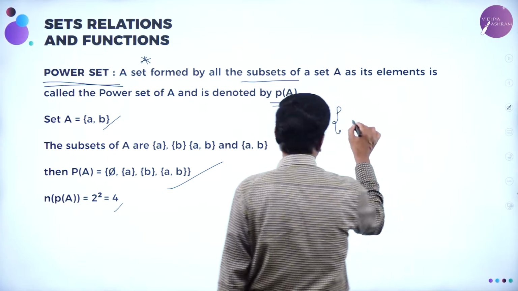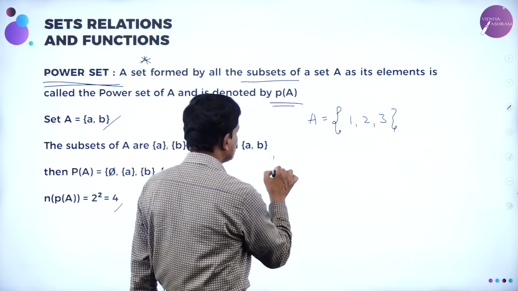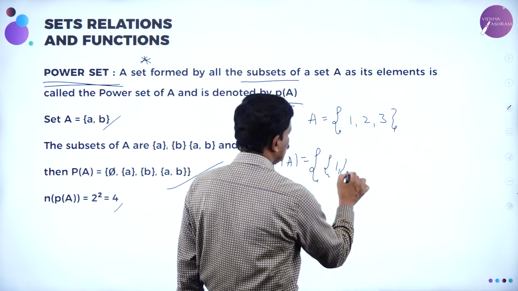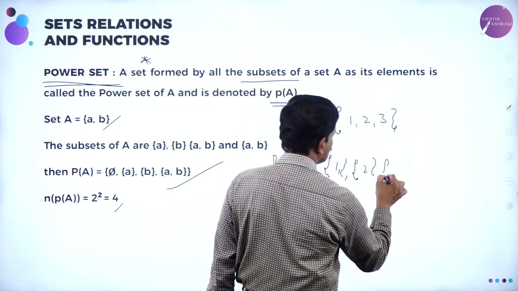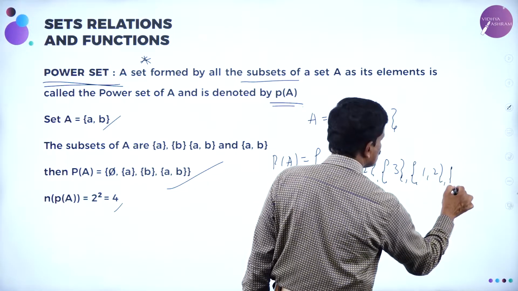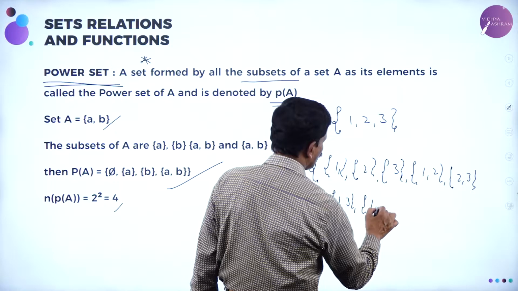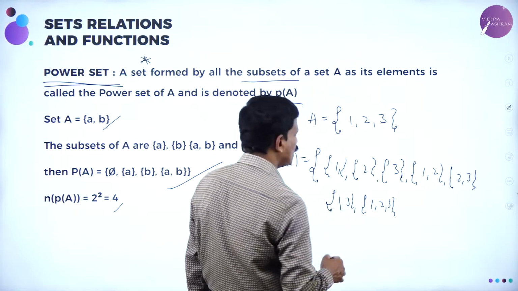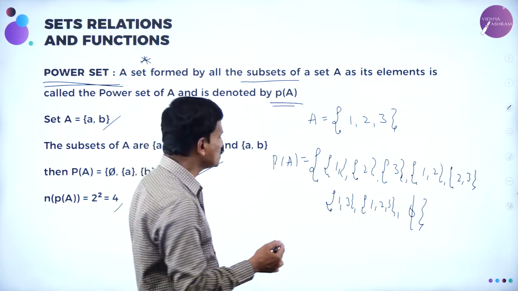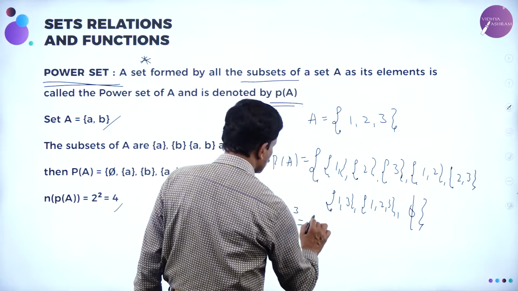Let us take one more example. If A = {1, 2, 3}, then the power set of this is nothing but the set of all subsets of this. So, let us write first {1}, then {2}, then {3}, then {1, 2}, then {2, 3}, then {1, 3}, then {1, 2, 3} and the null set. This is called the power set of set A = {1, 2, 3}. Count how many elements are there: 1, 2, 3, 4, 5, 6, 7, 8. So, this is nothing but 2 cube, which is equal to 8.